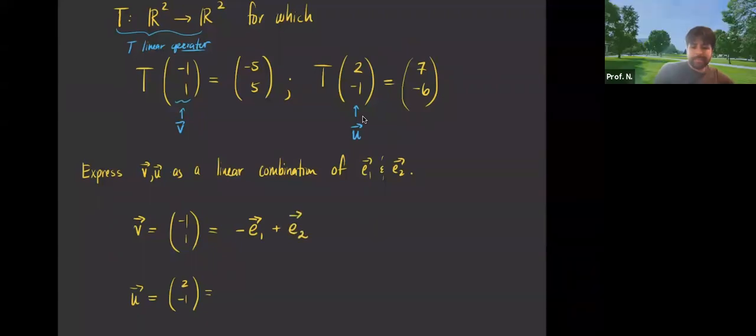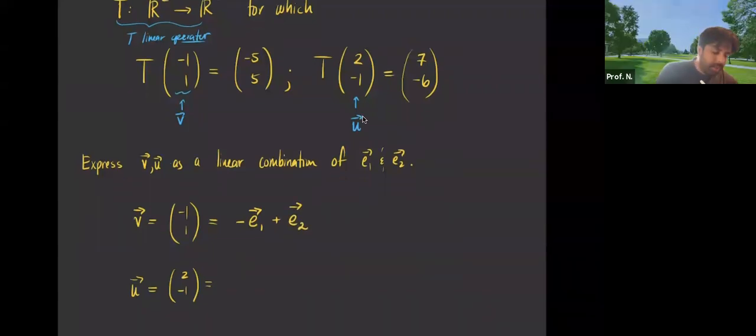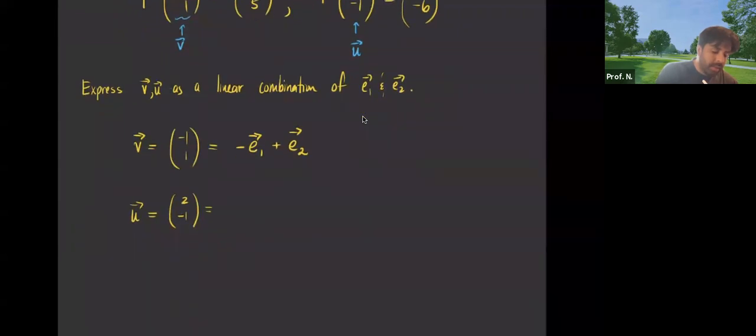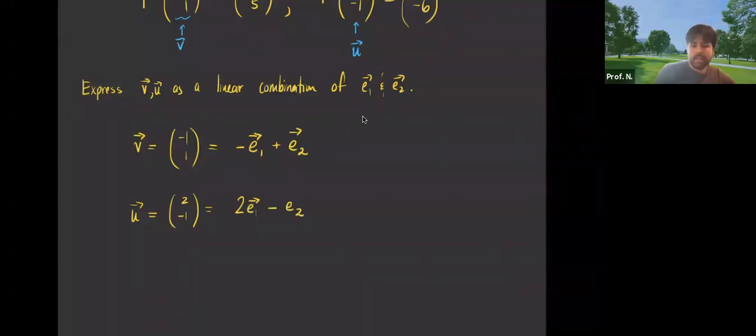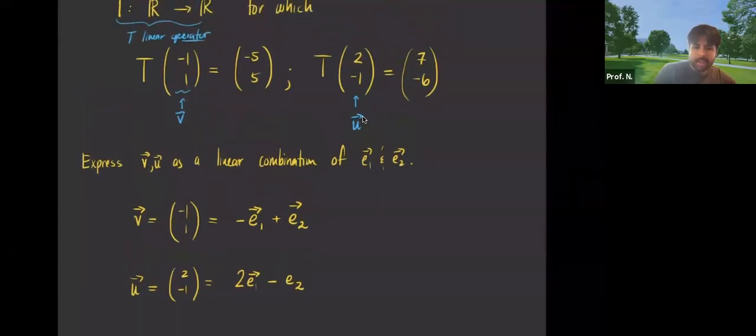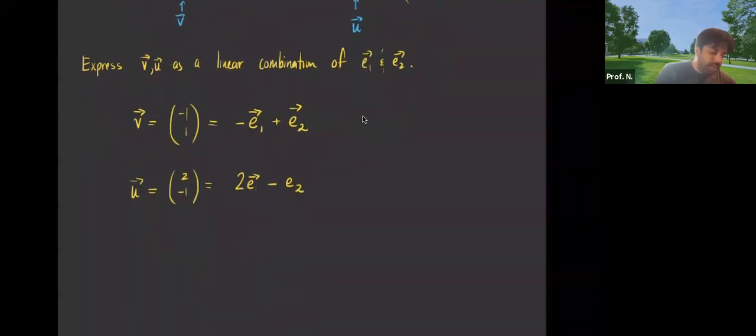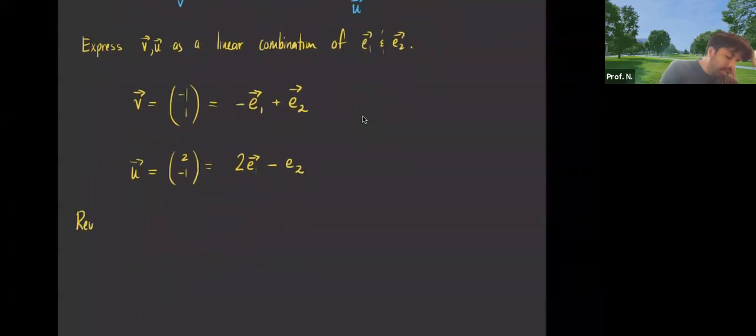E2, right? And then what's the next one? U would be expressed as what? Right. So 2E1, right? Minus E2, correct? So now that we have this, can I rewrite? Let's rewrite the following.